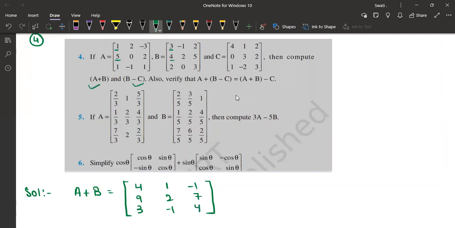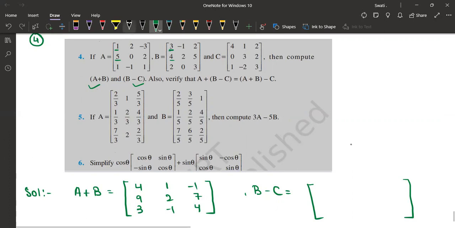Now, next is find b minus c. Let's find out b minus c as well. See, the questions are looking so long, but the answers are very, very simple, okay? You can just make it more elaborate by writing the question first, like given this, given that, and then start the solution. Next is b minus c.